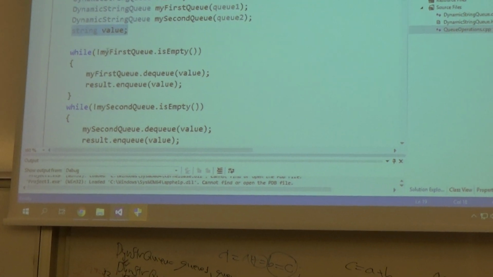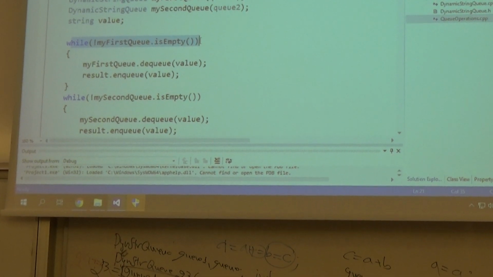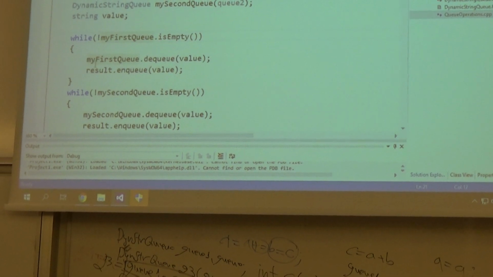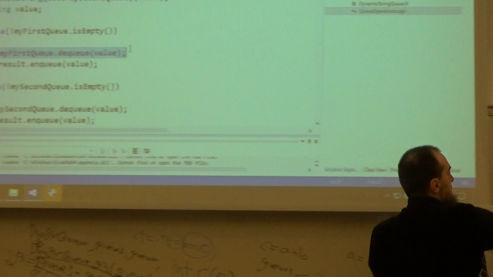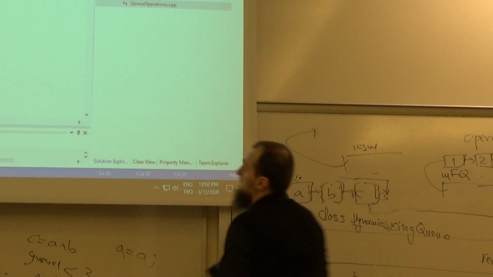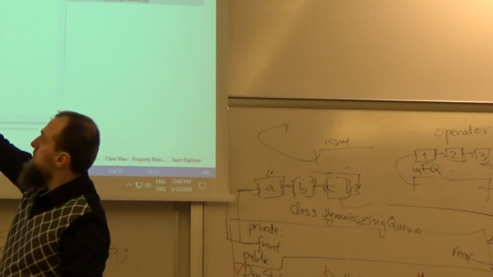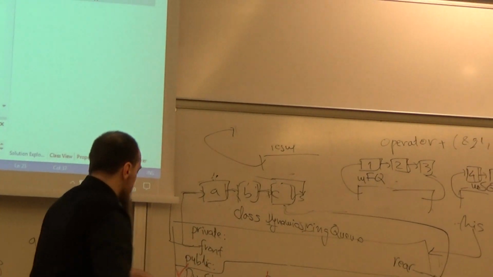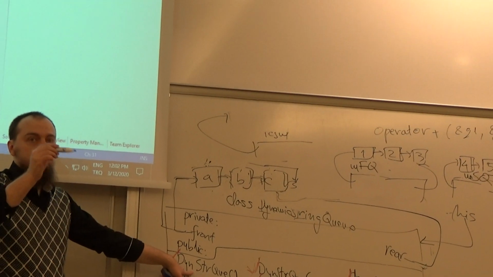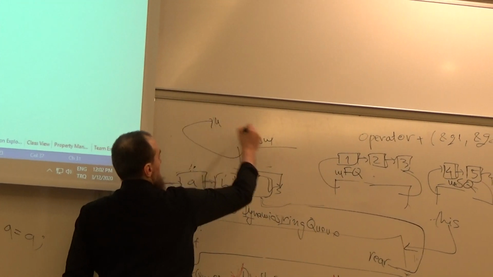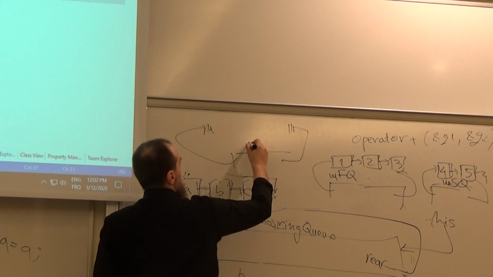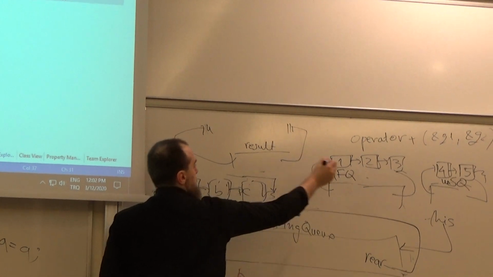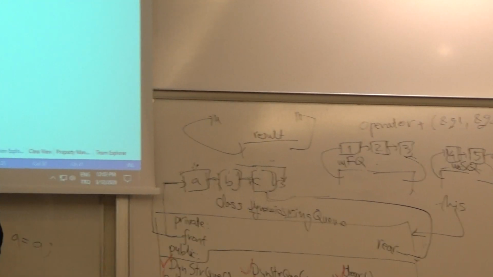So what I'm doing now, while my first queue is not empty, I'm dequeuing from the first queue. So basically result initially is empty. You see it, because I'm declaring the dynamic string queue result, I'm calling the default constructor, which makes front and rear null, because it's empty. And I'm creating the other two, my first queue and second queue, using the Copy Constructor.